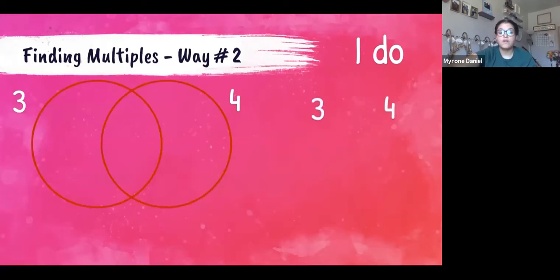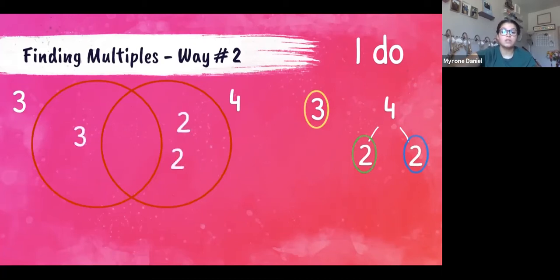Well, there are no factors of 3 because 3 could only be divided by 1 and itself. So that is already its prime factor. Well, 4 can be broken down to 2 times 2. So these are going to be our prime factors. And we're going to put them in the Venn diagram. So 3 and 2 times 2.